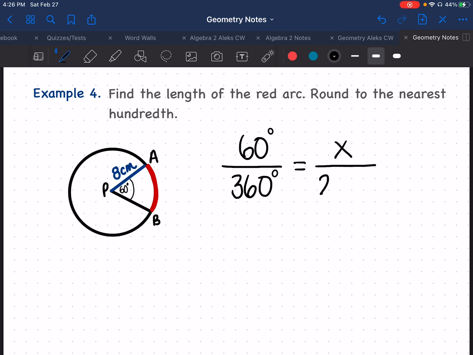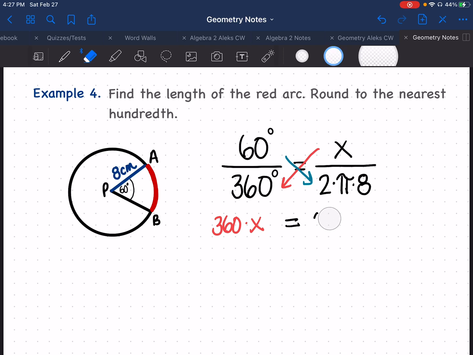And for this other one, I'm going to put 2 times pi times my radius, which is 8 centimeters. I put it in blue just like I did in the formula to help you out. I'm going to cross multiply. So I'm going to multiply 360 times X. And then I'm going to multiply 60 times 2. Hold on, guys, sorry. I wanted to keep with my color. It's 2 times pi times 8.